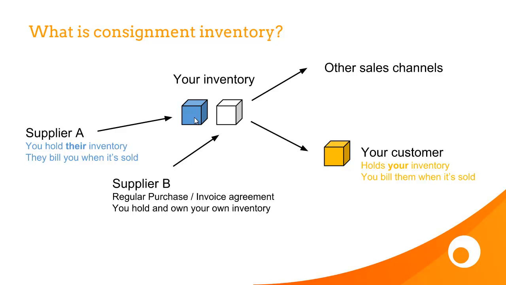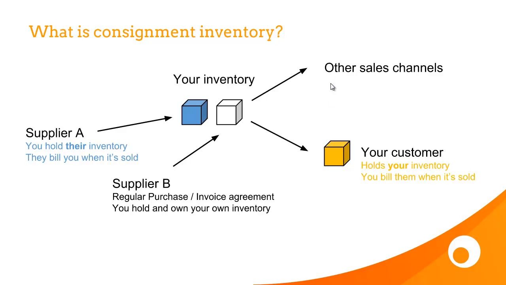The second case is where you send inventory to your customer on consignment. So you own it, and you don't actually charge them for it until they've sold it. Consignment inventory can exist alongside standard inventory. So here, for example, alongside your consignment inventory you've got from one supplier, you can have standard inventory that you've purchased normally from another supplier.